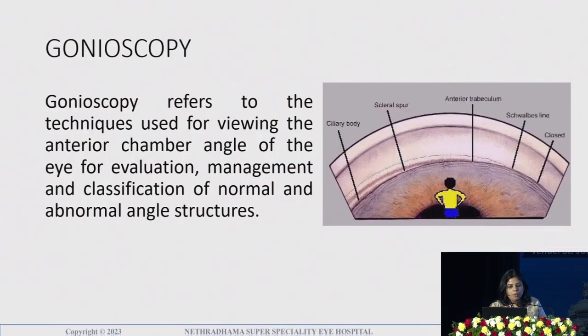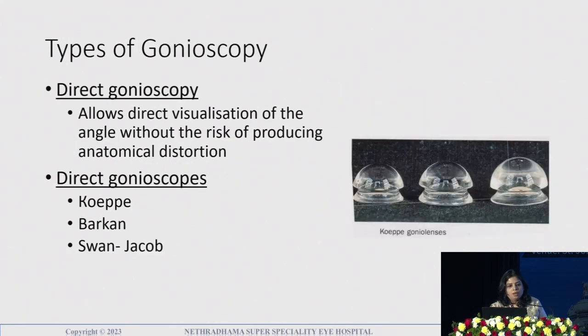Coming to gonioscopy, gonioscopy refers to the techniques used for viewing the anterior chamber angle of the eye for evaluation, management, as well as classification of the structures. Two types of gonioscopy are there. Direct gonioscopy, which allows direct visualization of the angle. The different lenses which are used for this are the Koeppe, Barkan, and Swan-Jacob. This type of gonioscopy is usually done while doing surgery for congenital glaucomas.